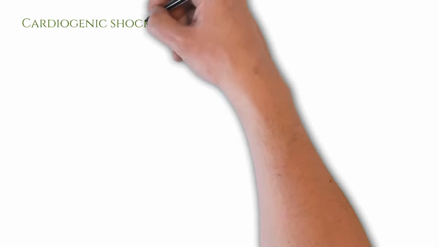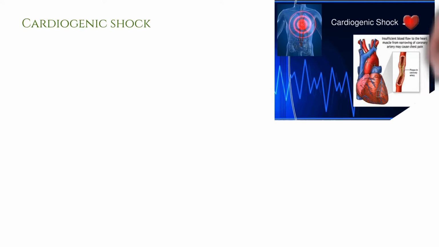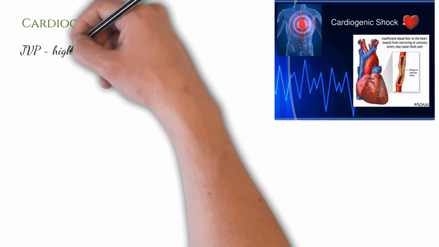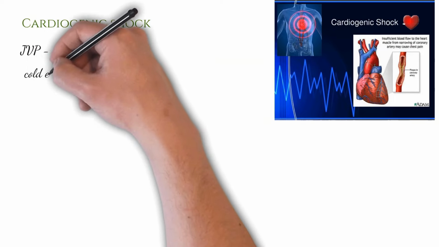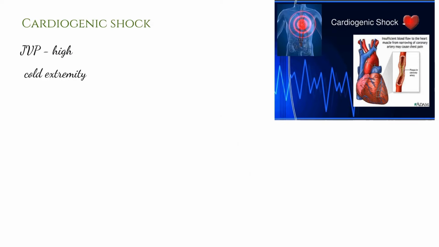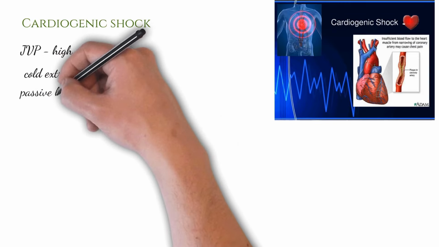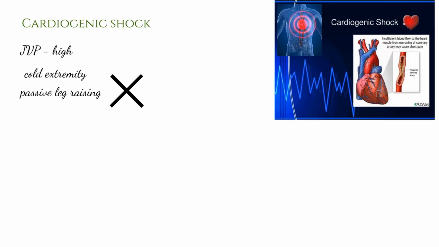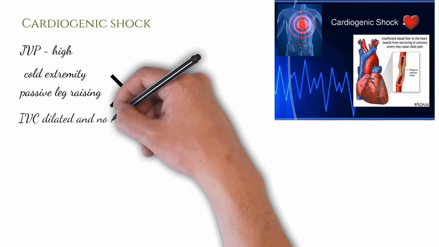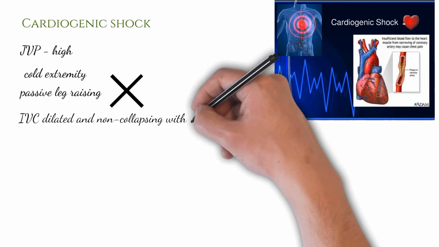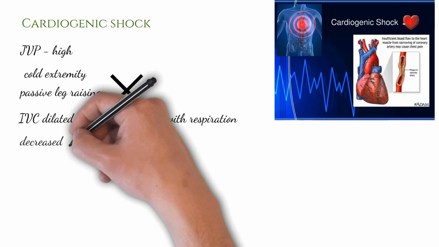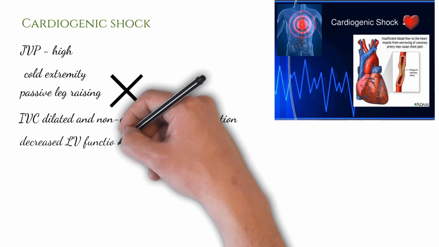Now, after having discussed hypovolemic shock and distributive shock, let's study cardiogenic shock. In cardiogenic shock, the JVP will be high, the extremities will be cold, and there will be no effect of passive leg raising on the pulse pressure. On bedside ultrasonography, the IVC seems to be dilated and non-collapsing with respiration. And because of the cardiogenic condition, there will be a decrease in the left ventricular function on bedside ultrasonography.